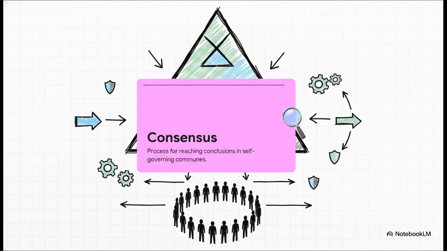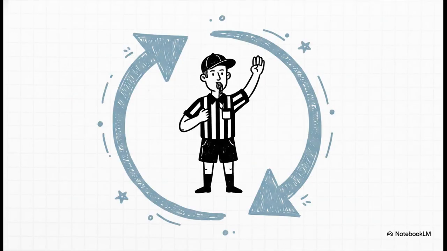But listen, for a flat structure to actually work and not just evolve into a giant shouting match, you need incredibly clear rules and dedicated roles. The most crucial role in this entire setup is the moderator. And really, the best way to understand them is to think of them exactly like a referee in a sports match. Referees don't actually play the game, right?